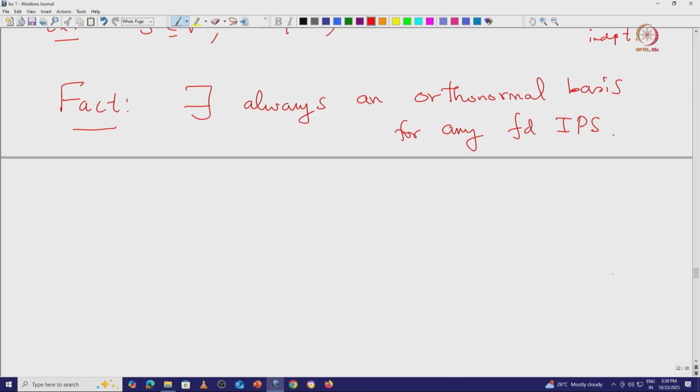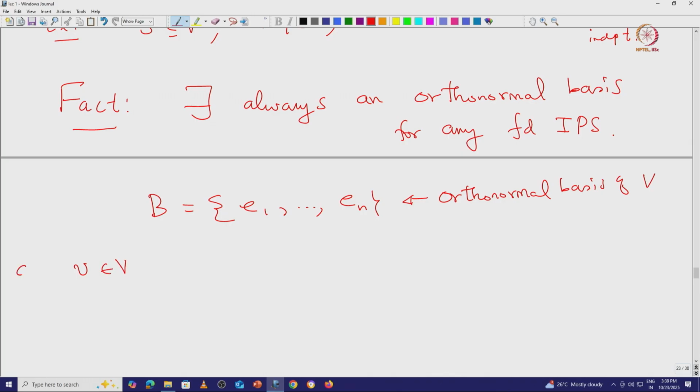Now, once you fix an orthonormal basis, it is easy to write down the coordinates with respect to the orthonormal basis. That is the advantage of fixing an orthonormal basis. So, if we have an orthonormal basis, let us call it e1 through en, of V, then given any vector v in V, we can write v as the summation of the inner product of v and e_i, i ranging from 1 to n. So, that means the coordinates with respect to the basis are given by the inner products.